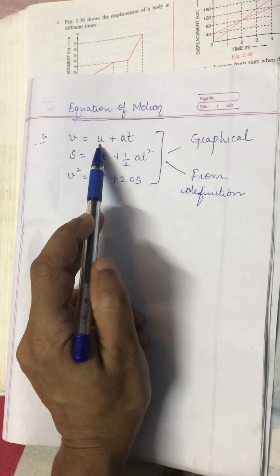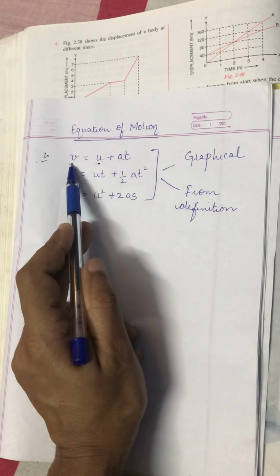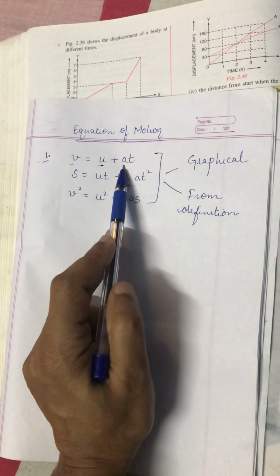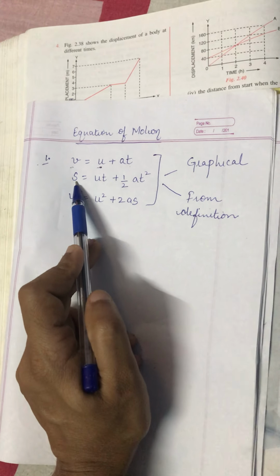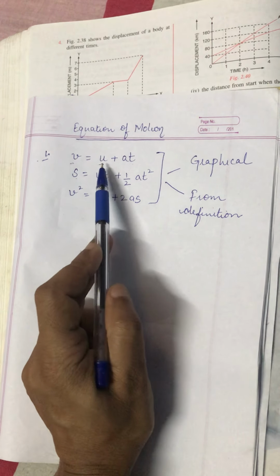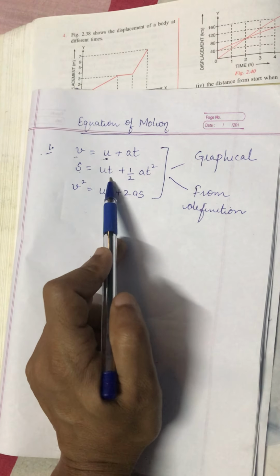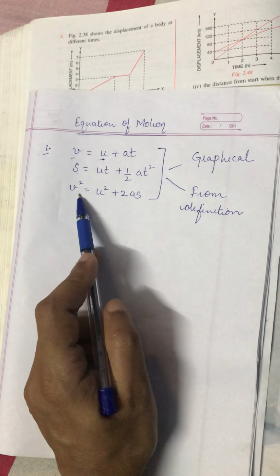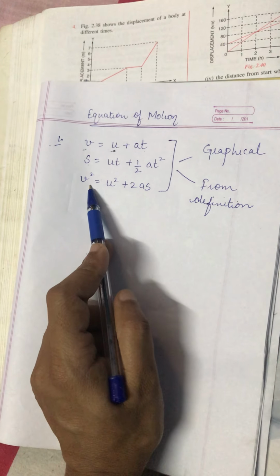There are three equations. First of all, write down in your notebook that u is for initial velocity, v is for final velocity, a is for acceleration, t is for time, s is for displacement. So there are three equations of motion. One is v is equal to u plus at. Next one is s is equal to ut plus half at square, and the last one is v square is equal to u square plus 2as.